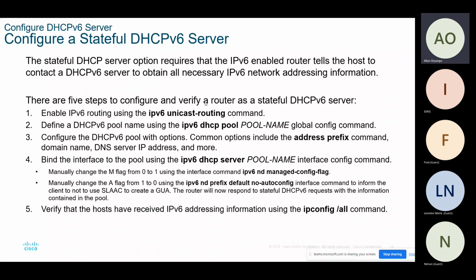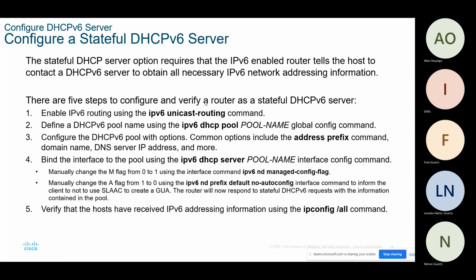Then as usual, you must bind the pool to an interface. And you say IPv6 DHCP server, and you put the name of the pool. And you configure this on the interface: IPv6 DHCP server, and then you put the name of the pool exactly as it is.